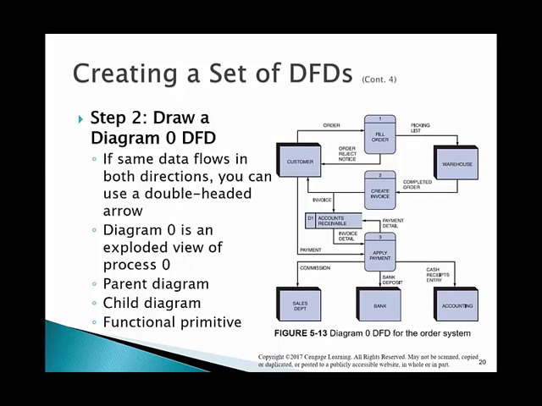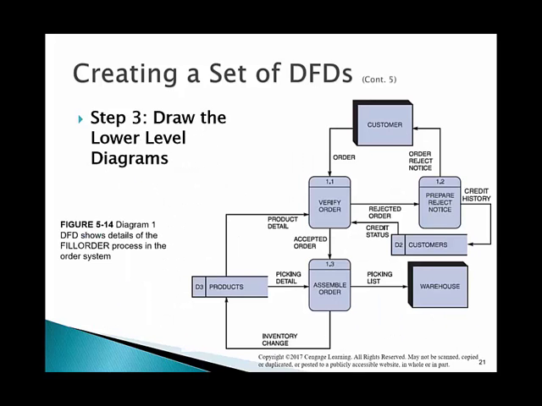Diagram 0. Your book explains this quite well. I won't try to reiterate. Note that there is a parent diagram and a child diagram. Lower level diagrams and trying to fill an order. Again, the customer makes an order. How does it get to the warehouse to go out to the customer?